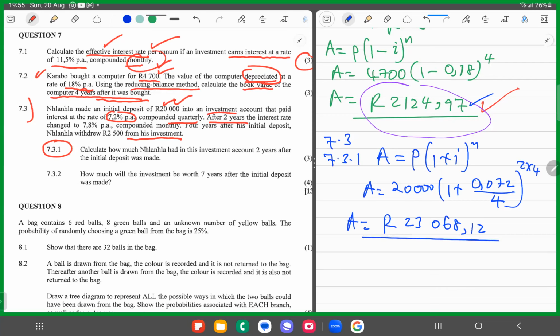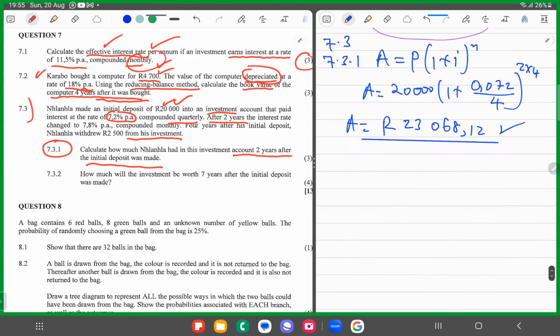Right, so at this point, we have the rate of interest. Now they're saying, calculate how much Nhlanhla had in his investment account 2 years after the initial deposit was made. So Nhlanhla had 23,068 rand and 12 cents.